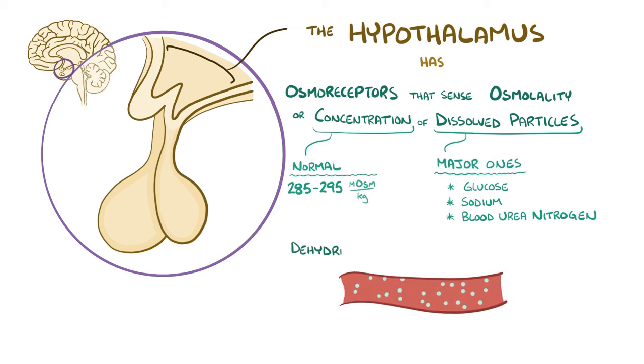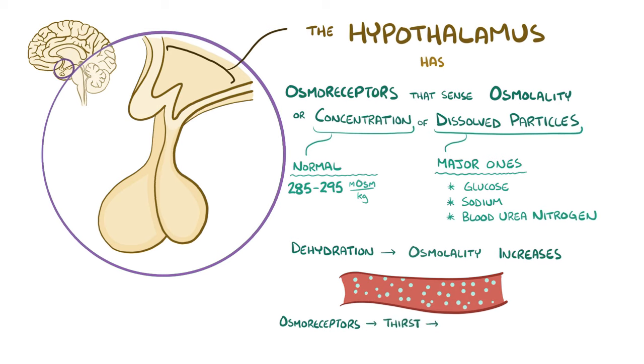During periods of dehydration, there's an increase in concentration of these particles in the blood, and so osmolality increases. The osmoreceptors in the hypothalamus detect that increased osmolality, and that triggers the sensation of thirst, which tells us to drink more water. The water then gets absorbed and dilutes the blood, bringing the osmolality back to normal.